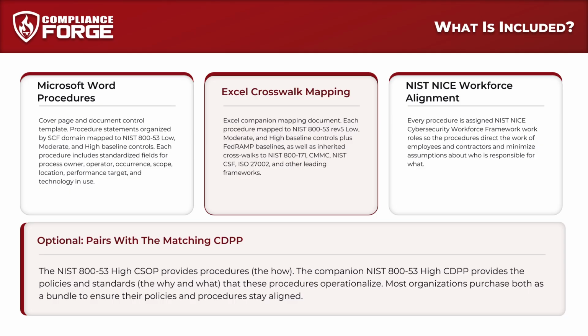Each procedure includes standardized fields for the process owner, operator, occurrence, scope, location, performance target, and technology in use. The Excel crosswalk mapping: each procedure is mapped to the NIST 853 Revision 5 low, moderate, and high baseline controls, plus the FedRAMP baselines, as well as inherited crosswalks to NIST 800-171, CMMC, NIST CSF, ISO 27002, and other leading frameworks.